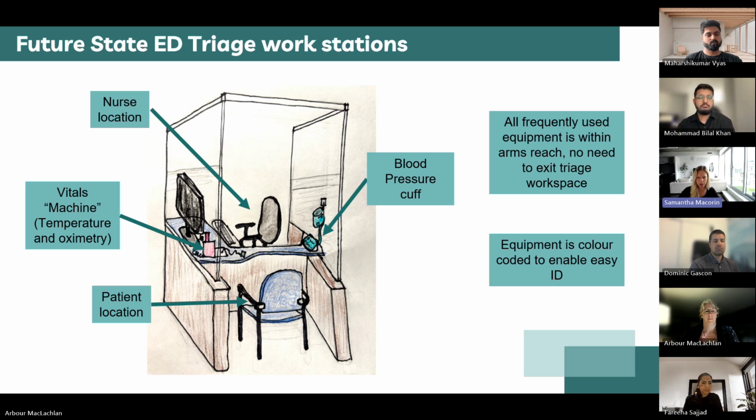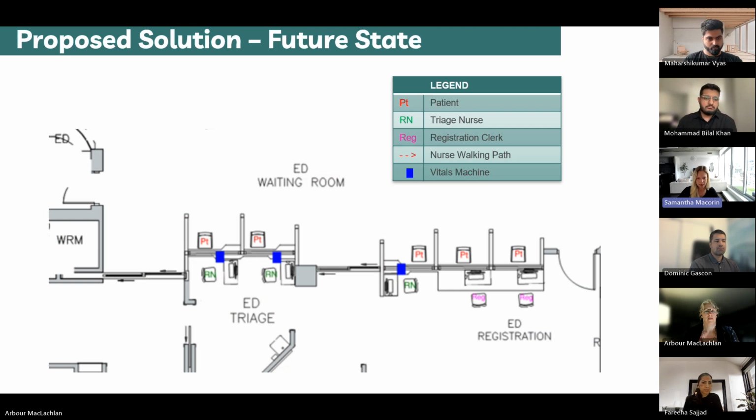So if we go to the next slide, we can have a closer look at the overall layout. What we're seeing here is a diagram that illustrates the proposed future state layout of the triage area. As I mentioned, each triage nurse is now stationed directly across from the patient, and the vital machines are placed within arm's reach in every triage bay. And as shown by the lack of little red dash nursing walking paths, this setup significantly reduces unnecessary movement. Also, the registration clerks are located in a separate area, keeping the triage process streamlined and focused on patient assessment.